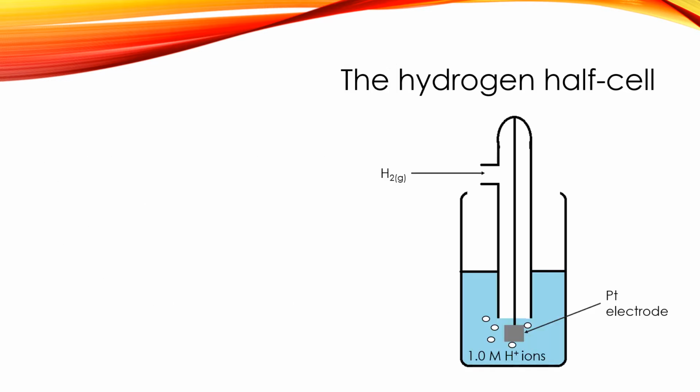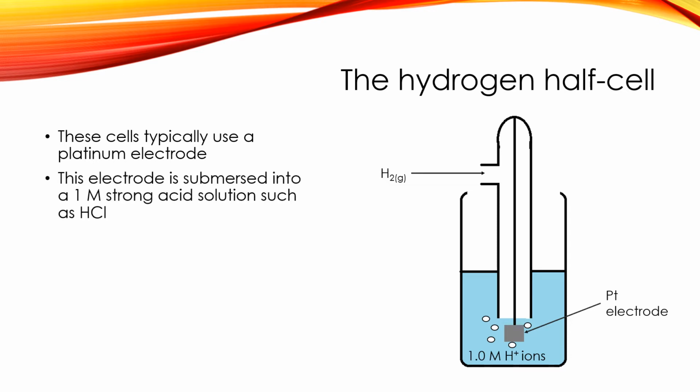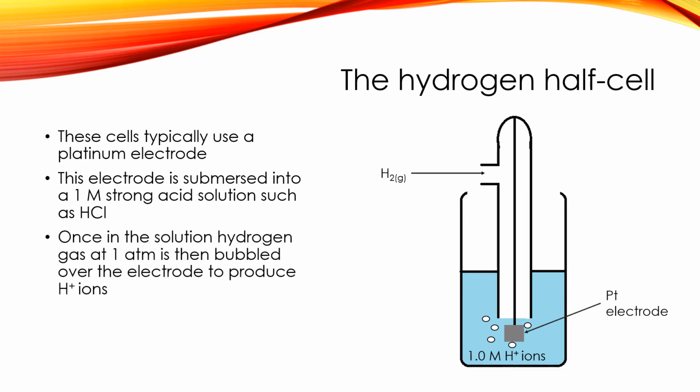So firstly, I want to speak about the hydrogen fuel cell, half cell, sorry. These cells typically use a platinum electrode, and this electrode is submerged into a 1 molar strong acid solution such as HCl. Once in the solution, hydrogen gas at 1 atmosphere is then bubbled over the electrode to produce the H+ ions to give this half equation. Hydrogen goes to 2 protons plus 2 electrons.